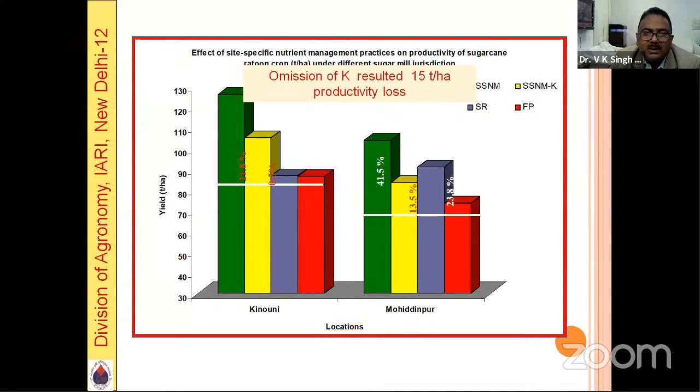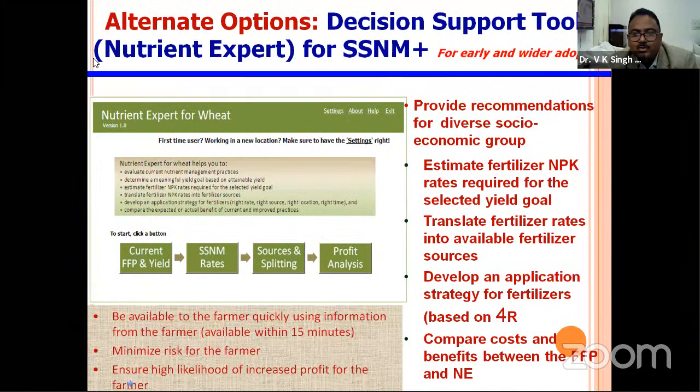Means with SSNM, the highest, 41.5% yield gain. Because here in SSNM, we applied not only NPK, because at that time the variety was 8432. So that was needing sulfur, zinc, and boron also. Once you apply those nutrients, a 40 to 50% yield gain can be achieved. So this kind of result we got at farmers' field. It was conducted with different sugar mills.